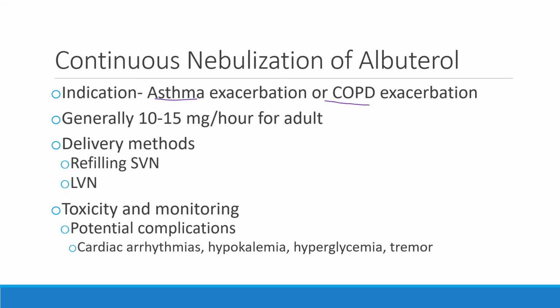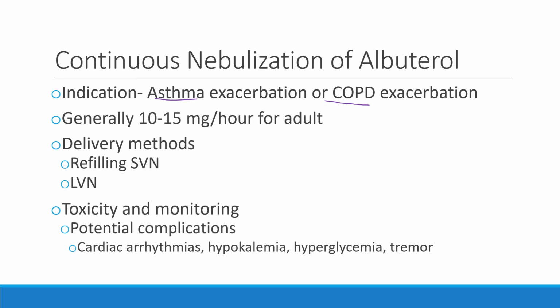But if they do talk about continuous nebulization, especially on your boards, usually it's about 10 to 15 milligrams an hour for an adult. The delivery method, usually you'll have to refill a small volume neb, right? 3 back-to-back nebulizer doses, right? 3 doses, 2.5 milligrams to 5 milligrams, right? Back to back to back. Or you might use a large volume nebulizer. There are multiple out there. Even vibrating mesh nebulizers, like the Aerogens, are a possibility, where they would use a syringe pump to continuously fill that nebulizer part.